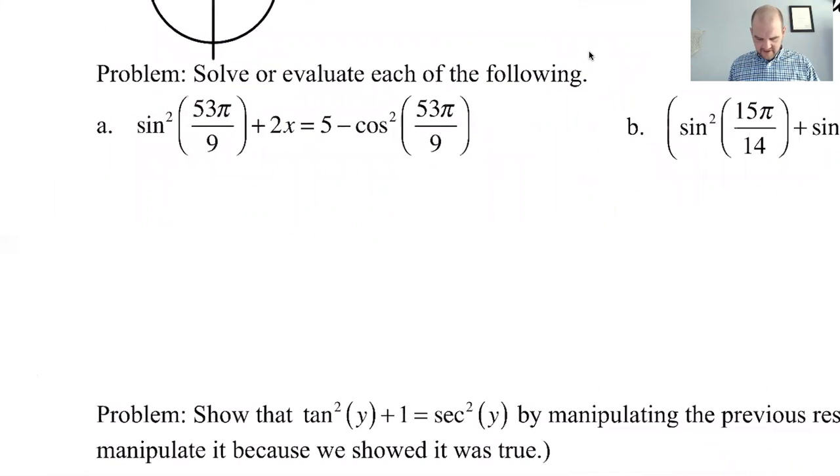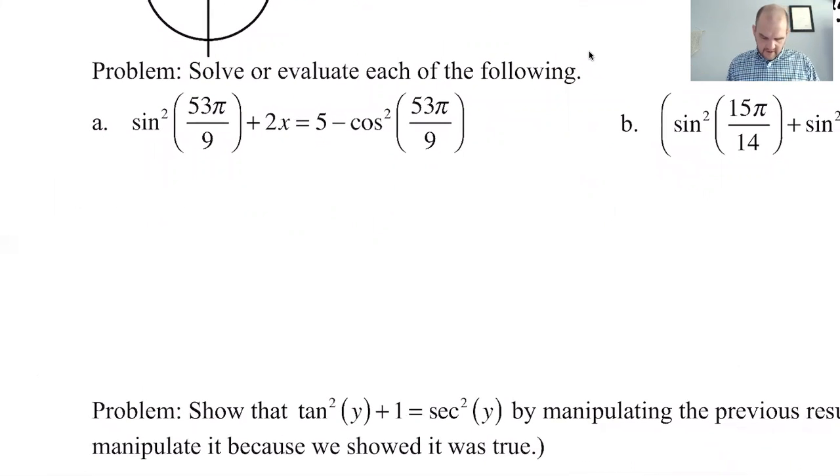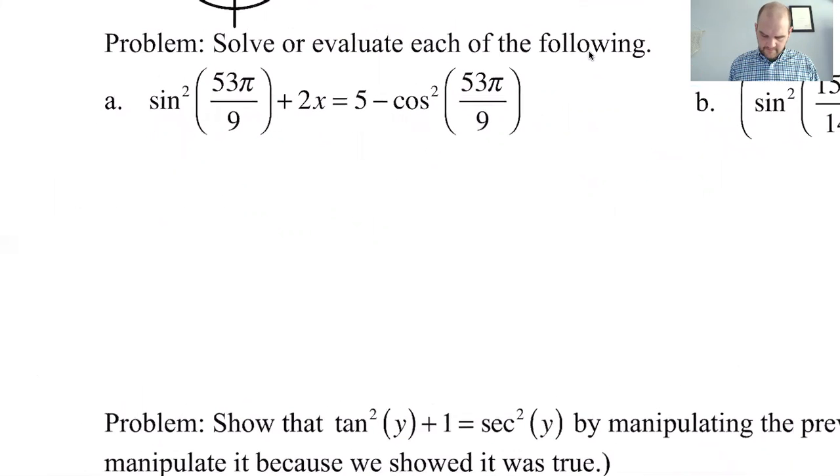All right, let's try these. Solve or evaluate each of the following. So now you're getting to the point. In general, if you see sine squared and cosine squared, you probably want them together, and you probably hope that somehow they're being added and just equal 1. So let's see if that happens here.